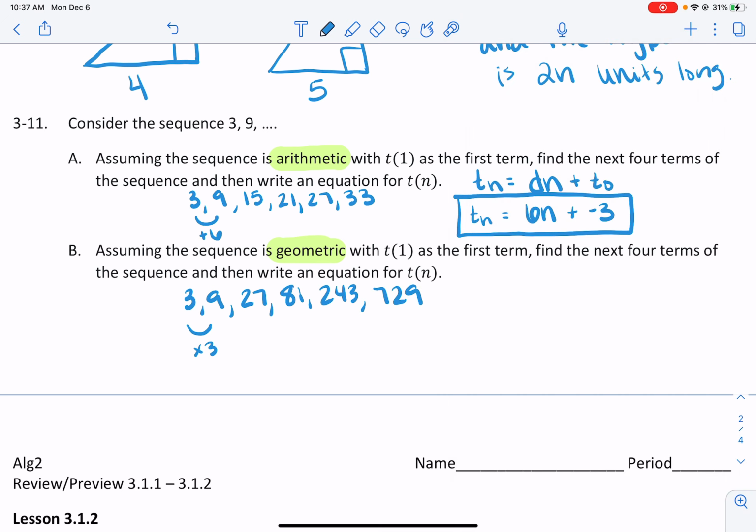The formula for this is t of n equals t of 0 times r to the n power. So it's saying, well, what's the 0 term, right? And then what's the common ratio, what's happening each time? So if we were to go backwards, 3 divided by 3, that would be 1 times 3 to the n power.